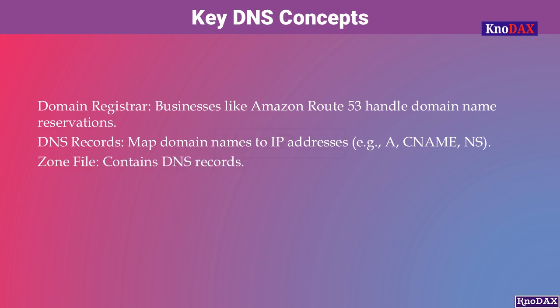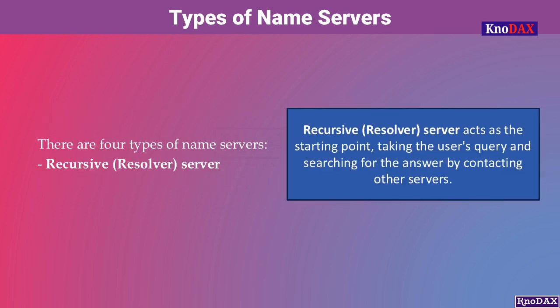Zone File. A zone file is a critical component in DNS, containing all the DNS records for a domain, ensuring proper resolution and functionality. Name Server. The name server plays an essential role by translating human-readable domain names into machine-readable IP addresses, enabling seamless communication between users and websites. There are 4 types of name servers that work together to resolve domain names into IP addresses.